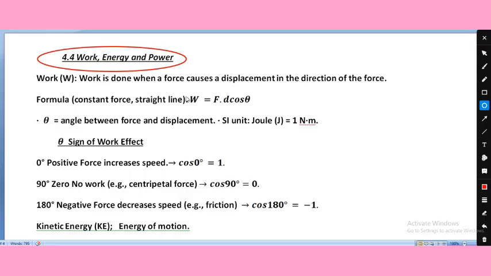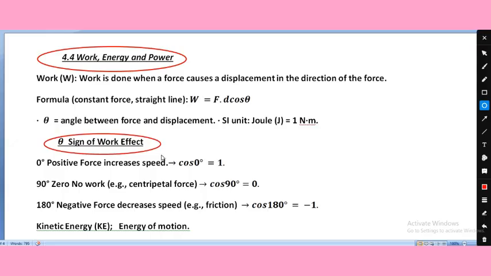Assume you have a given force exerted on an object, and that object is moved in the direction of the applied force. Then the equation is given by W equals F times d times cos theta, where F is the applied force, d is the displacement of the object, and theta is the angle between the direction of the applied force and the direction of the displacement.